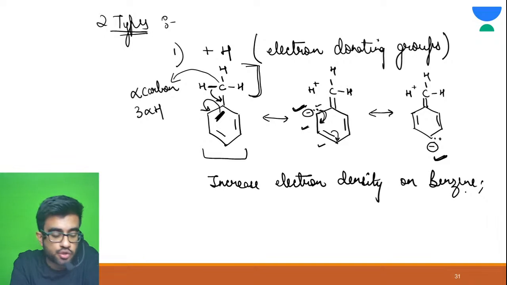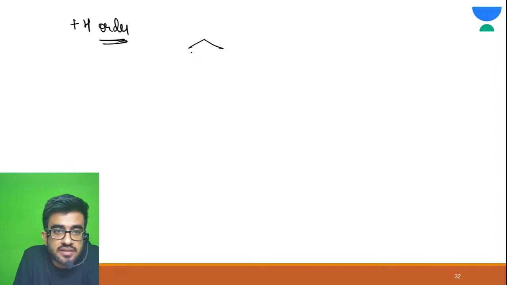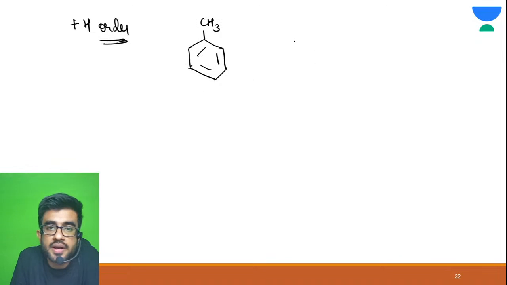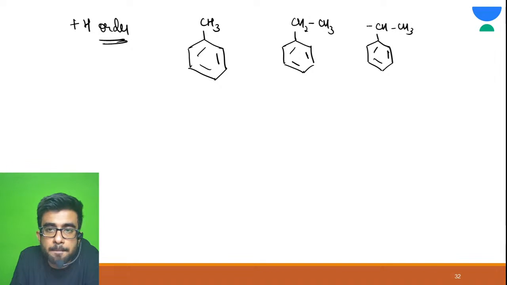Alright, now let me show you plus H order. Please pay attention here. See, this is your benzene. Now suppose it has CH3. Now suppose it has, I'm giving you order. This is very important and many students are confused in this. I want you to be very much clear with it. From today onwards, you need to be very much clear with this.